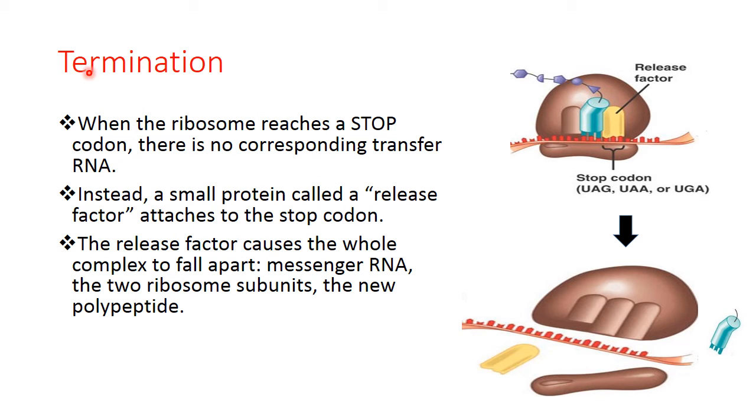So lastly we have the termination phase. This is where the process of translation is terminated. When the ribosome reaches the stop codon on the mRNA, that marks the end of the translation process. At the stop codon, one thing we need to note is that there is no corresponding amino acid. Remember, for the other codons, we have amino acids that are usually attached to tRNA, which have anticodons that correspond to the codon on the mRNA.